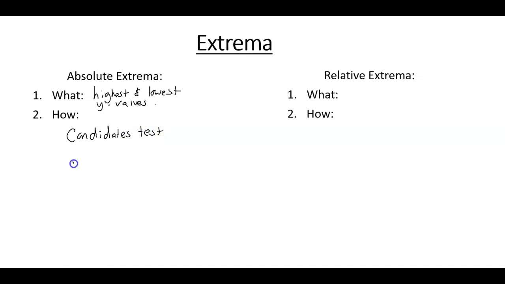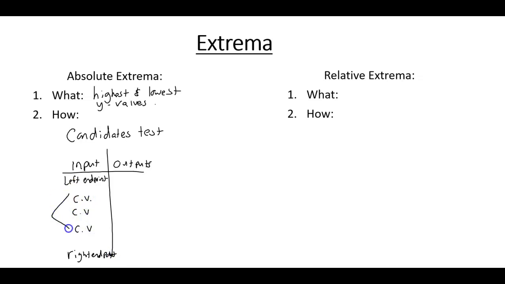And in case you guys forgot, you have your inputs here, you have your outputs here, and your candidates consist of your left endpoint coming first and your right endpoint coming last, and then critical values, all the critical values in between. And remember, critical values are the places where the derivative equals 0 or is undefined. After that, you just plug it into the function and you see which one gives you the biggest or the smallest answer. So that's how you find absolute extrema, the highest and lowest y values of a function.